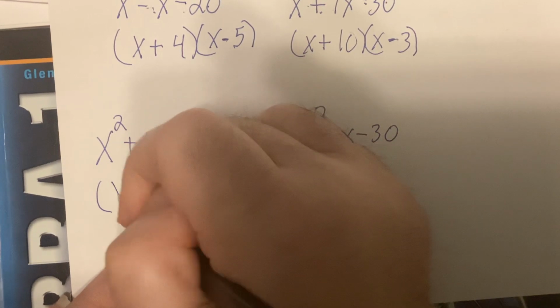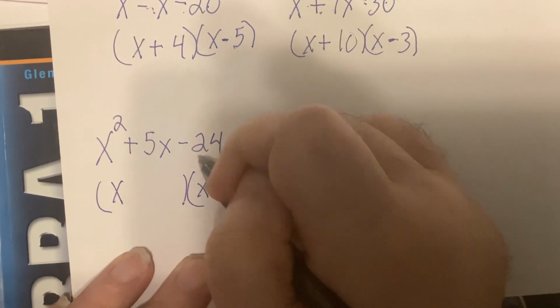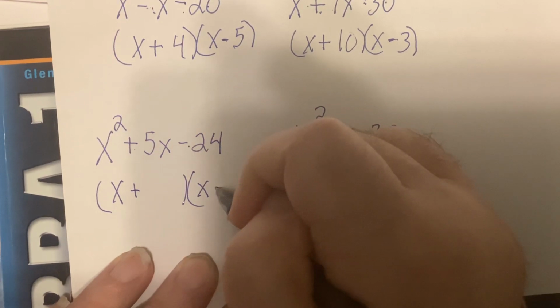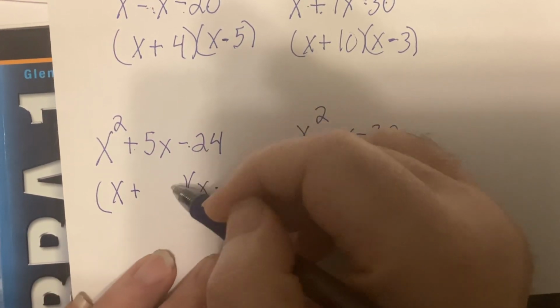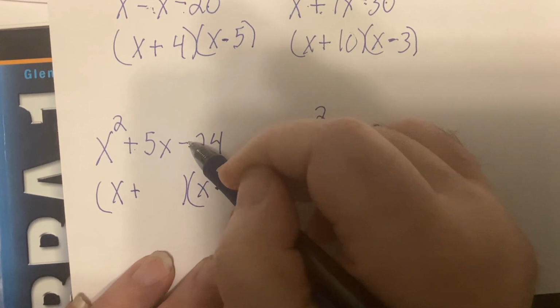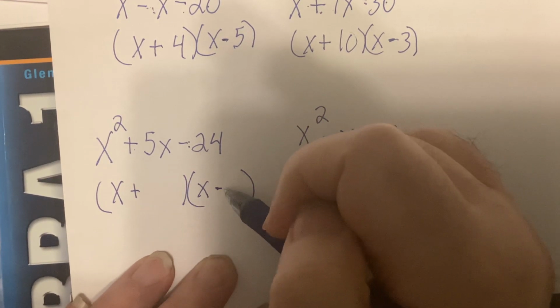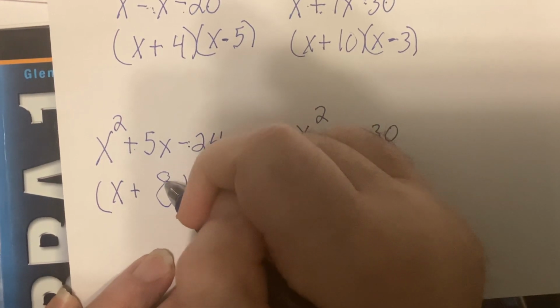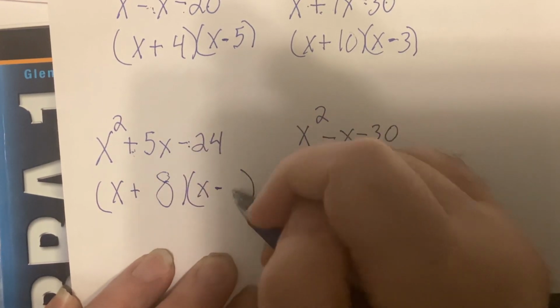So x squared is x and x. Last term's minus, so it's plus minus, opposite signs. When you multiply two things to get a negative, one has to be positive, one has to be negative. And how about 8 and 3? 8's the larger one, so it goes with the middle sign.